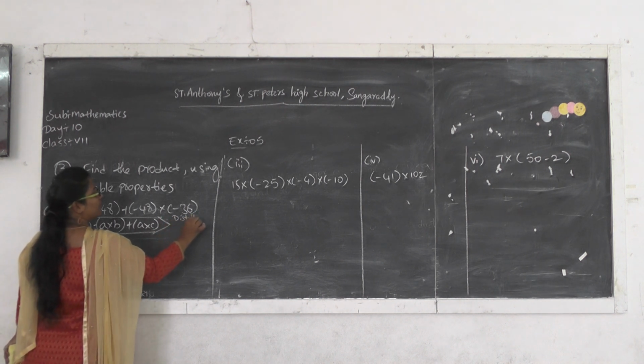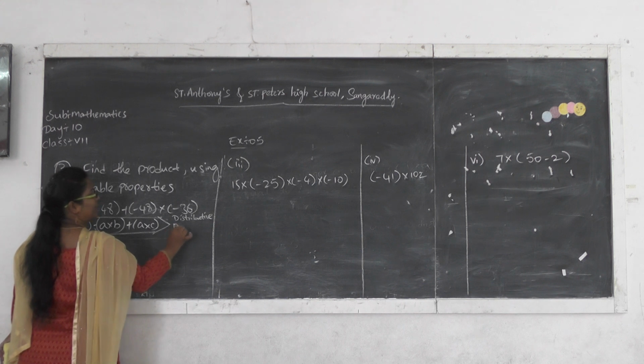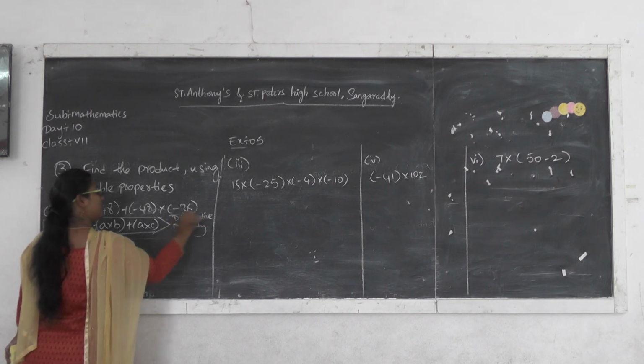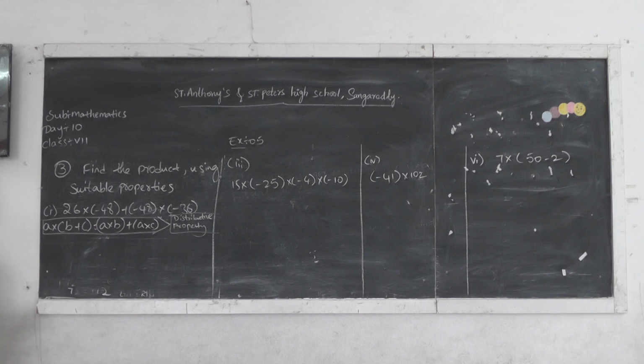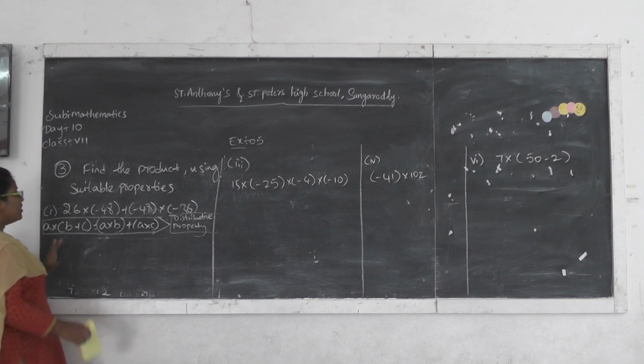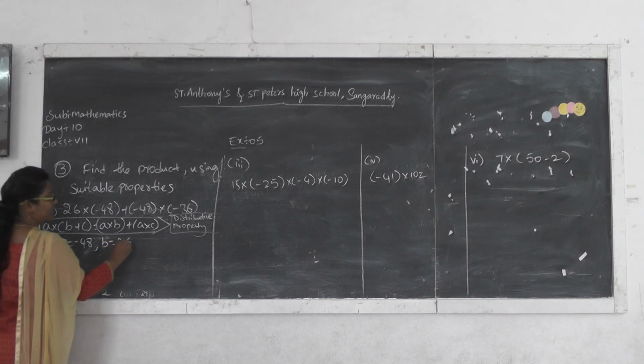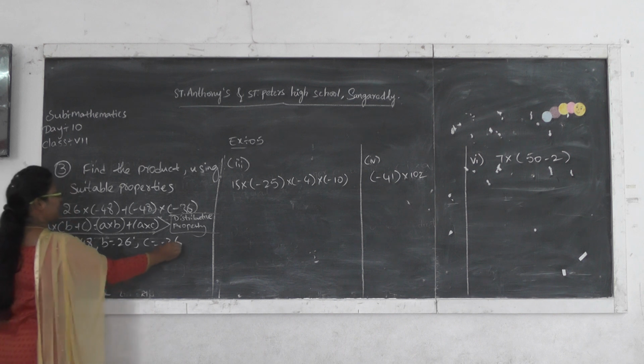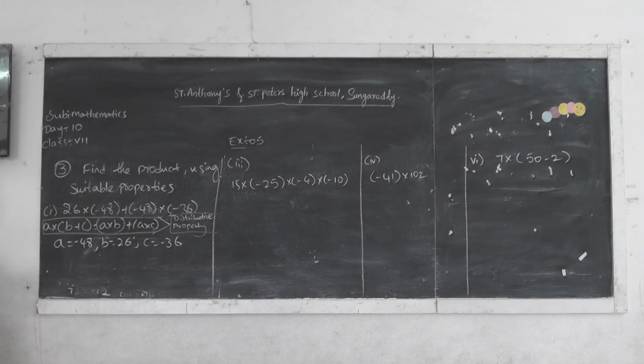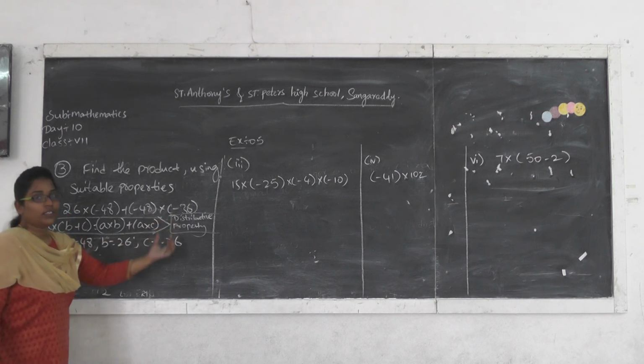Distributive property. So it comes under the distributive property. A into B plus C equal to A into B plus A into C. Here it is already given as A into B plus A into C, so it is nothing but A into B plus C, right? Here what we have assumed: A equal to minus 48, B equal to 26, C equal to minus 36. Along with the symbols we have to assume.